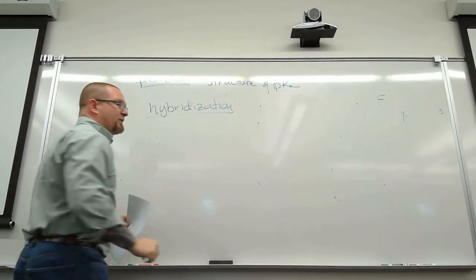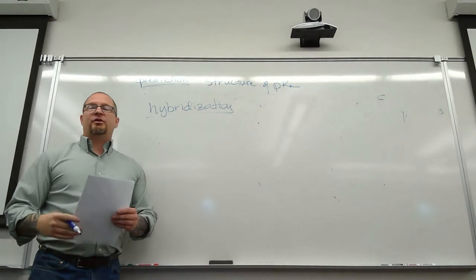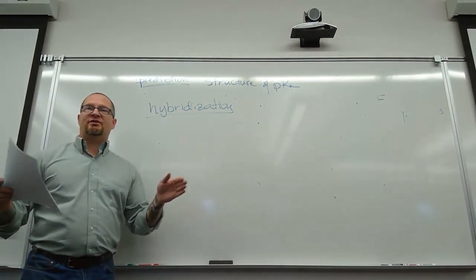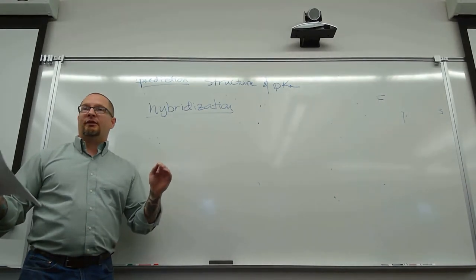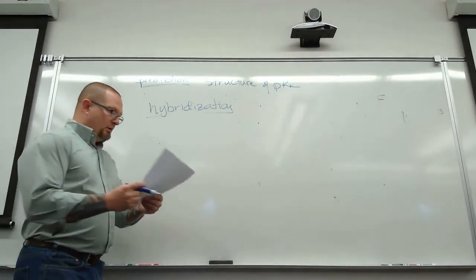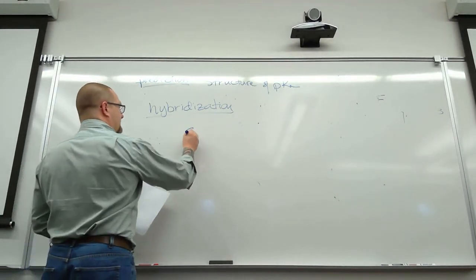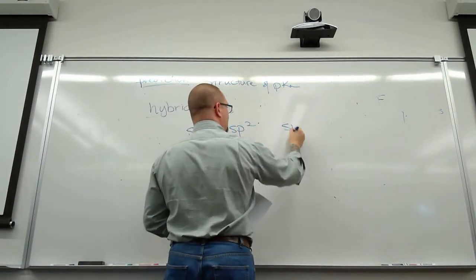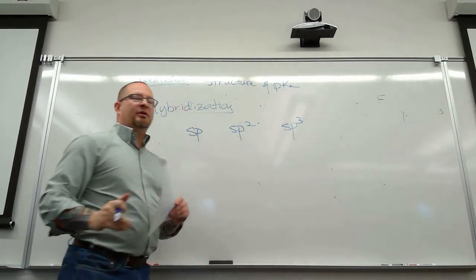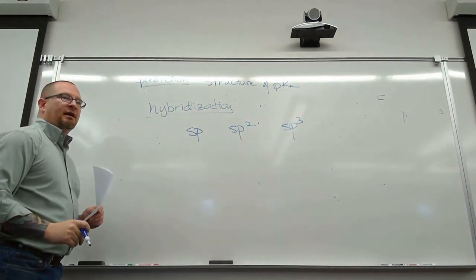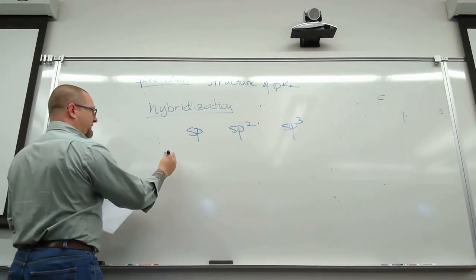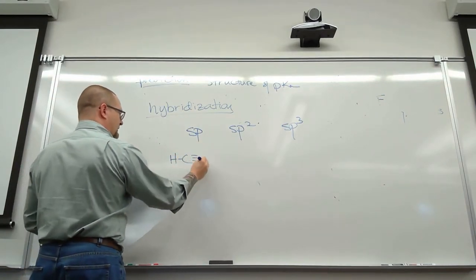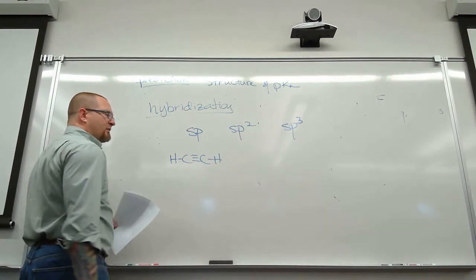Okay, so the degree of hybridization, the rationale for this is going to be very, very similar to the size, but the differences between size and hybrids are not the same. So we've got sp hybrids, we've got sp2 hybrids, we've got sp3 hybrids, and a good example of an sp hybrid would be a simple triple bond between two carbons.